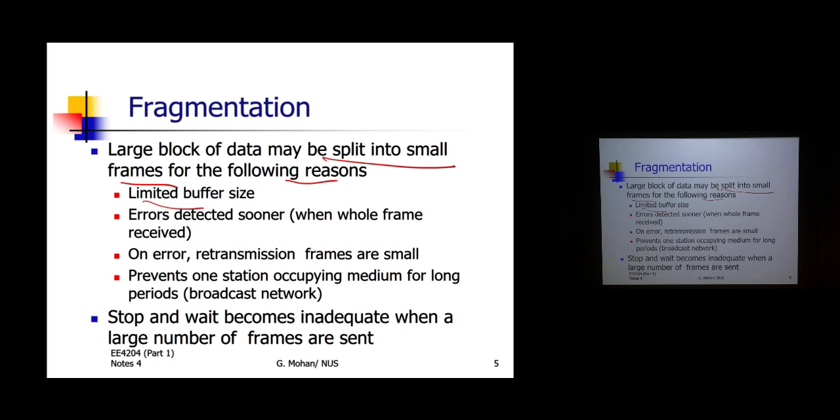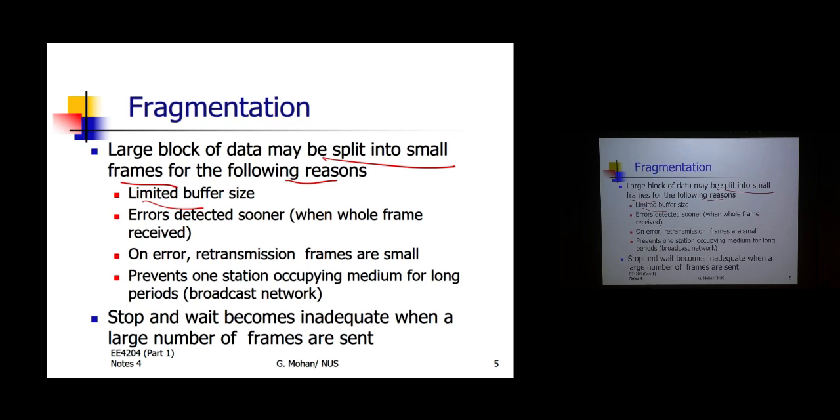One, limited buffer size. Because if you take a store and forward switch or anything, or normal statistical TDM based routers or switches, the packets are stored in the buffer. If your packet size is quite long, 10 MB, 100 MB or something, it is very difficult to hold multiple packets in the queue. So it's better to have small packets.